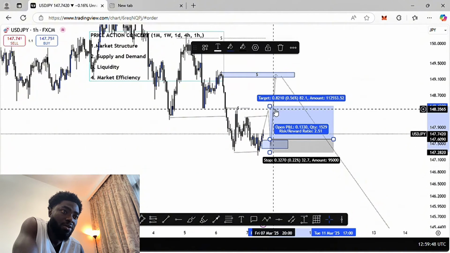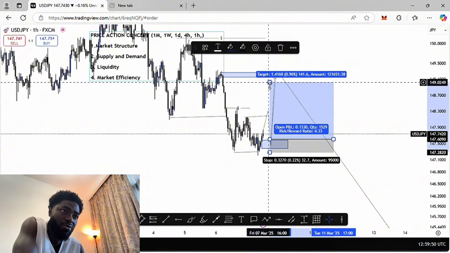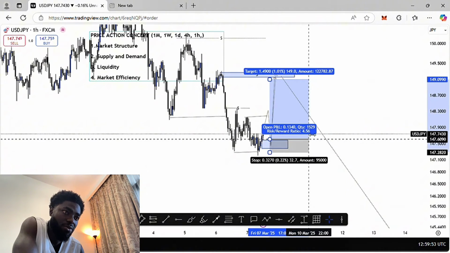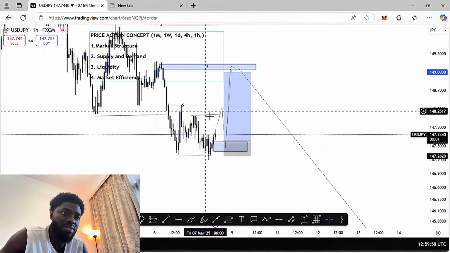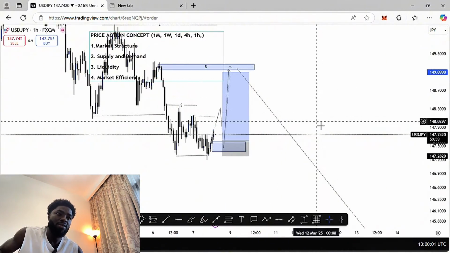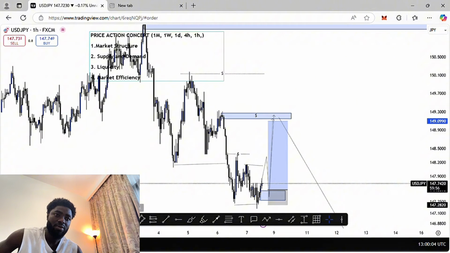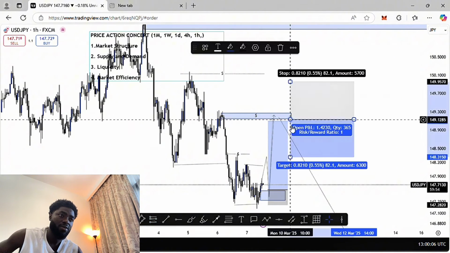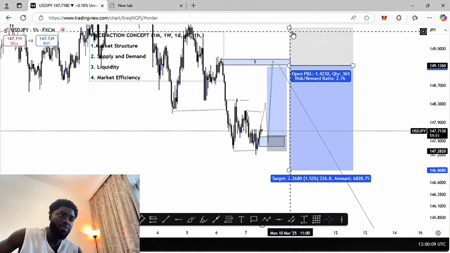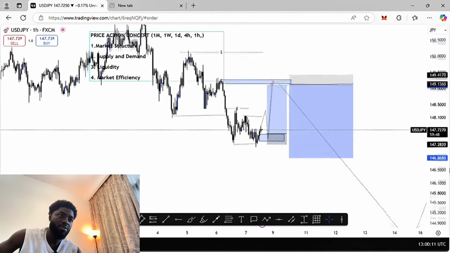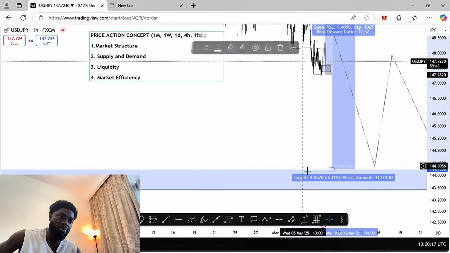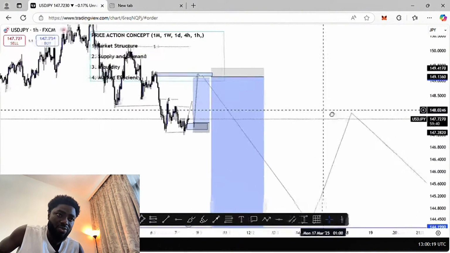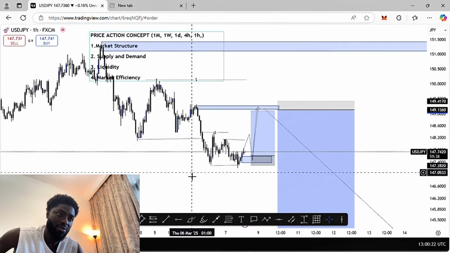And mind you that market always moves from one supply zone to one demand zone, or one demand zone to one supply zone. So as simple as that. And then I'll look for a sell short here, a short from this supply zone. This would actually have a bigger risk to reward, because the overall trend is a downtrend now.